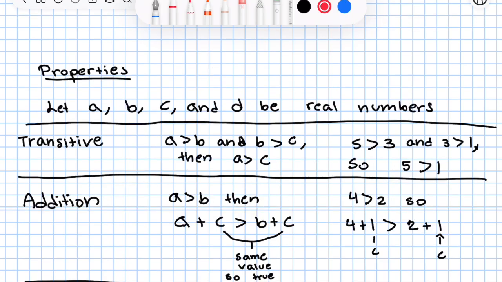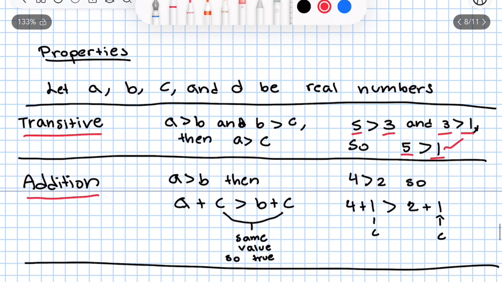Inequalities have some properties that every student must know. The first one is the transitive property. If A is greater than B and B is greater than C, then A is greater than C. This can be shown as: if 5 is greater than 3 and 3 is greater than 1, then 5 is greater than 1, which is true.